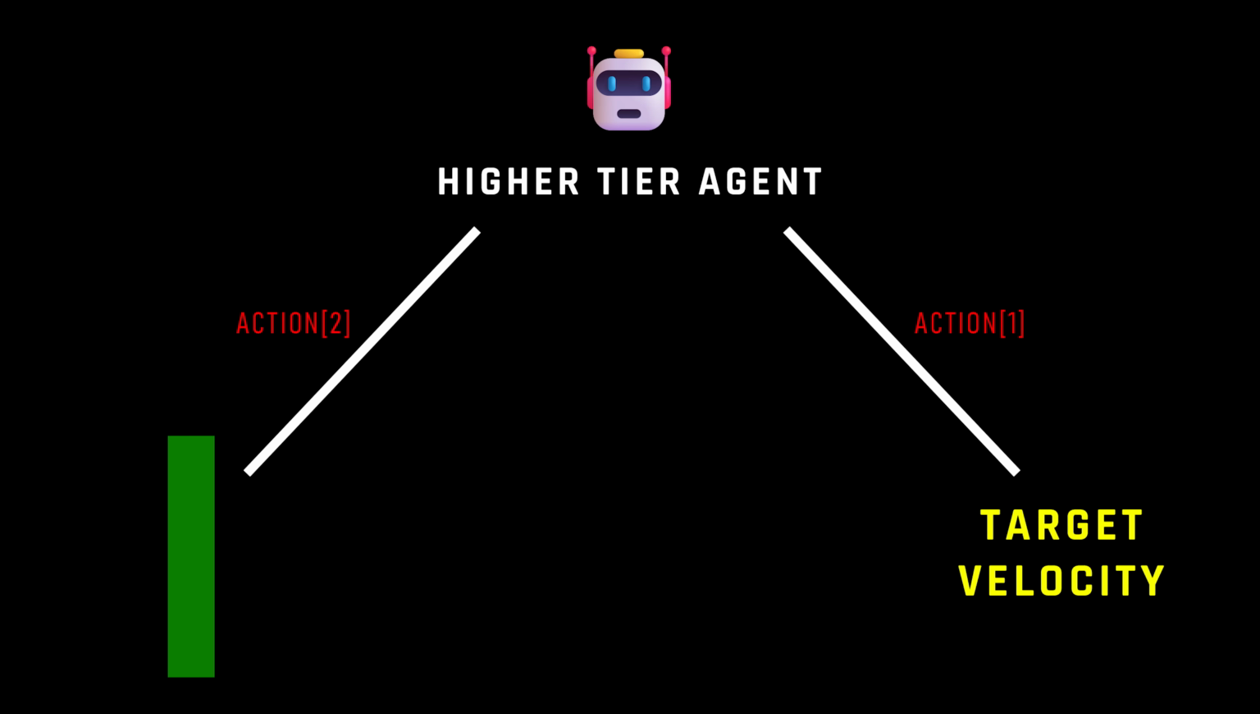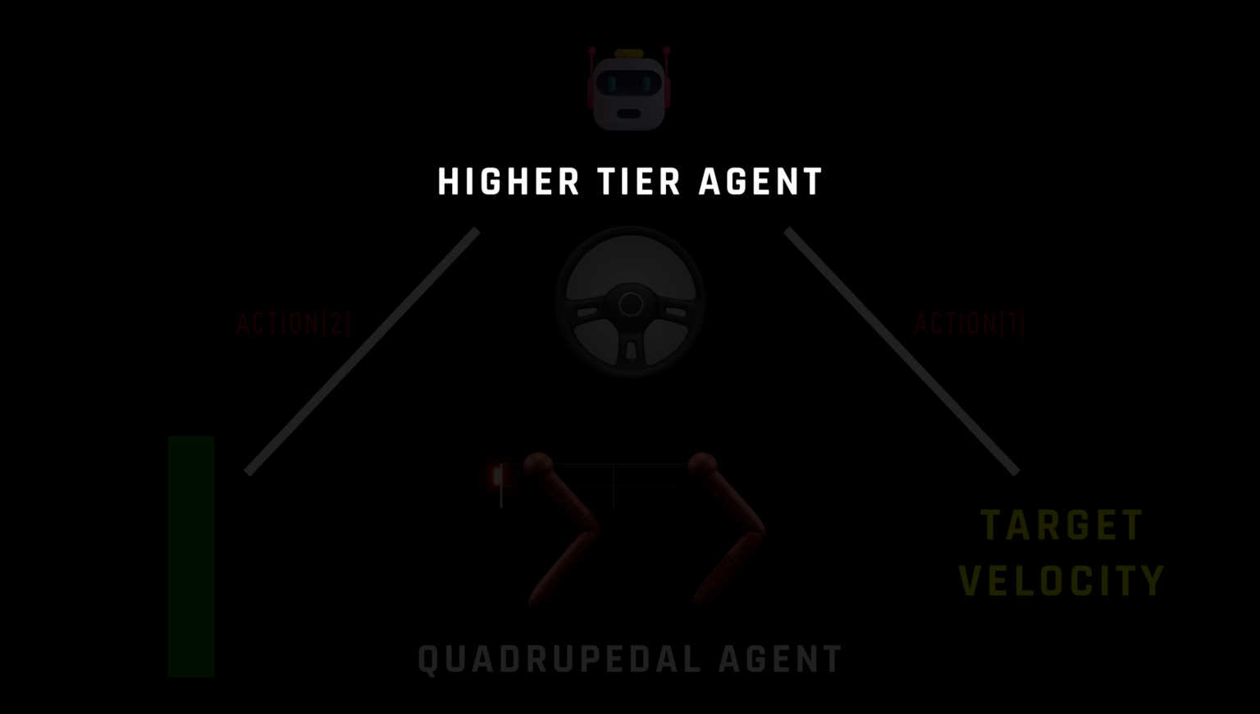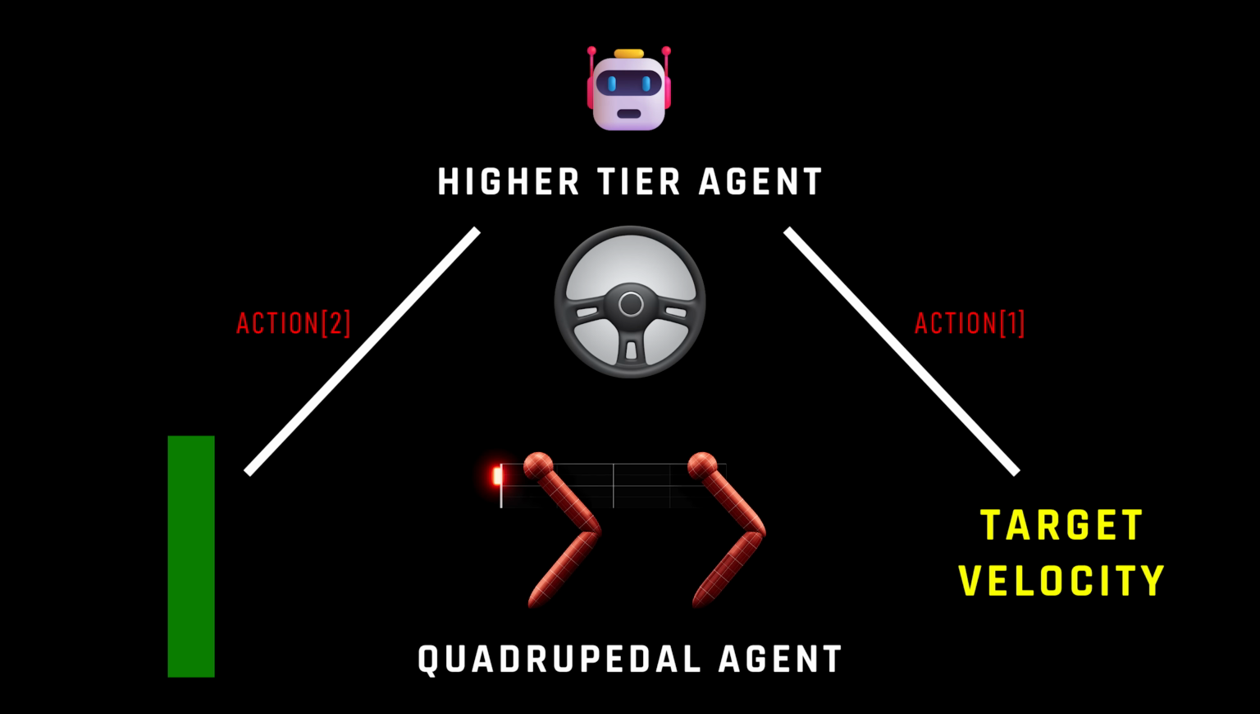It's like giving another AI a steering wheel to control the quadrupedal. Think of it as a higher tier agent controlling the placement of the cube and the target velocity itself. This is the agent which will receive a penalty for colliding with the chasers, not the quadrupedal agent. Our job with the quadrupedal is done, and we are no longer dealing with it.